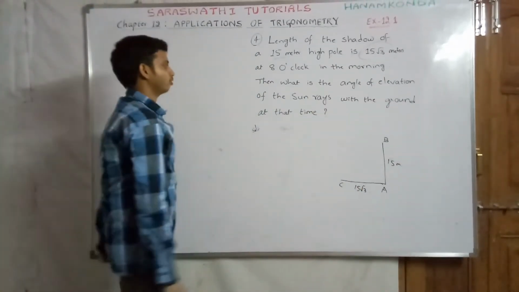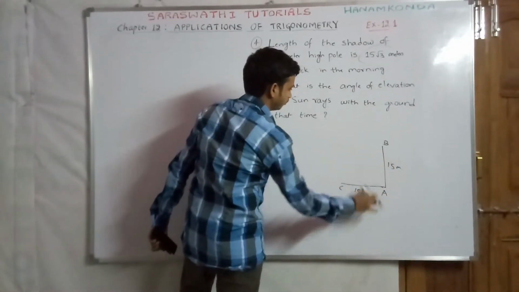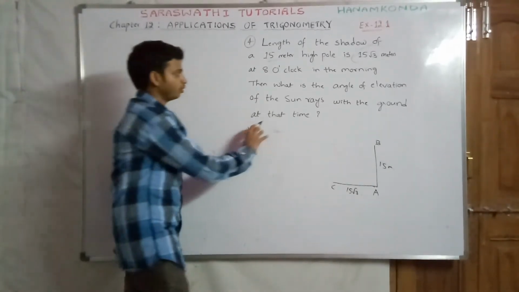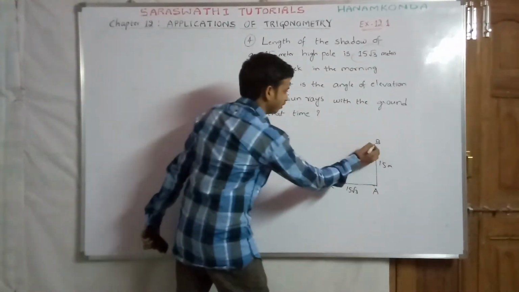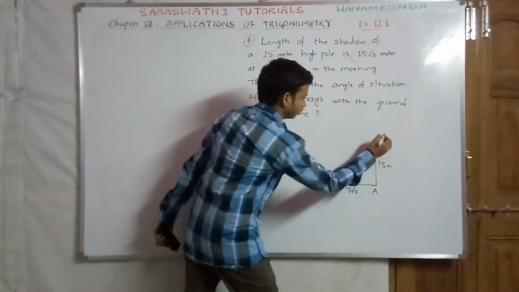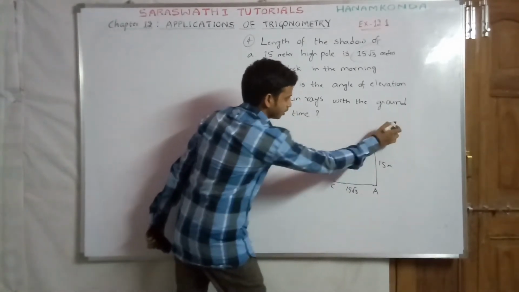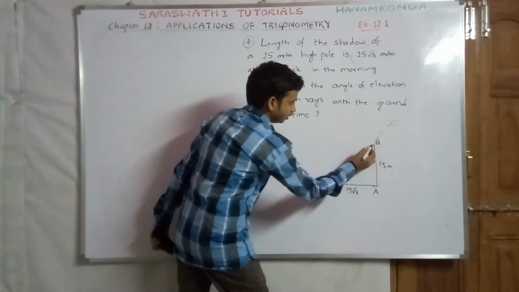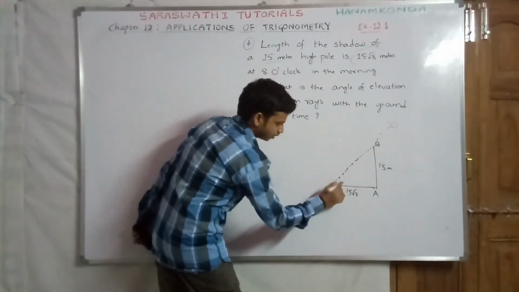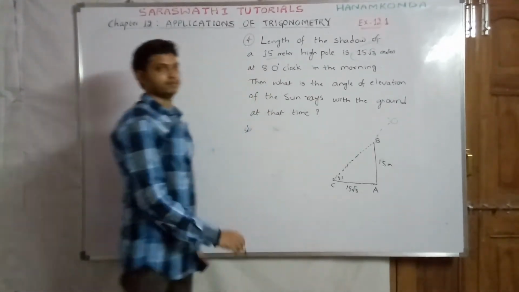So at 8 o'clock in the morning, the length of the shadow of the pole is 15 root 3, it is given. Then what is the angle of elevation of the sun rays with the ground at that time? We have to find the angle of elevation of the sun rays with the ground, that is, the angle at which the sun rays fall on the pole. Angle ACB we have to find.